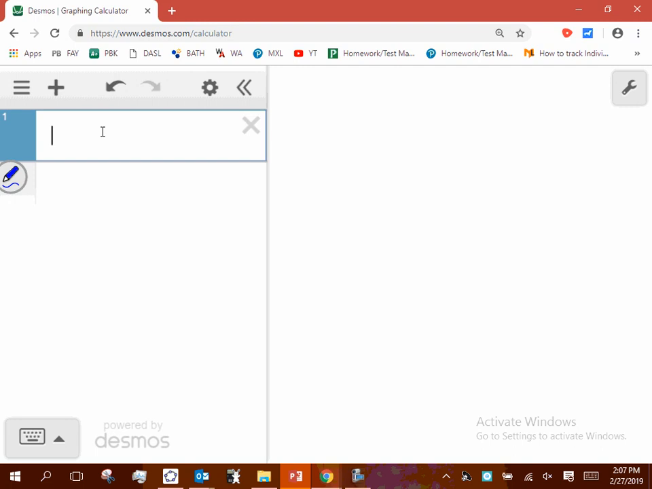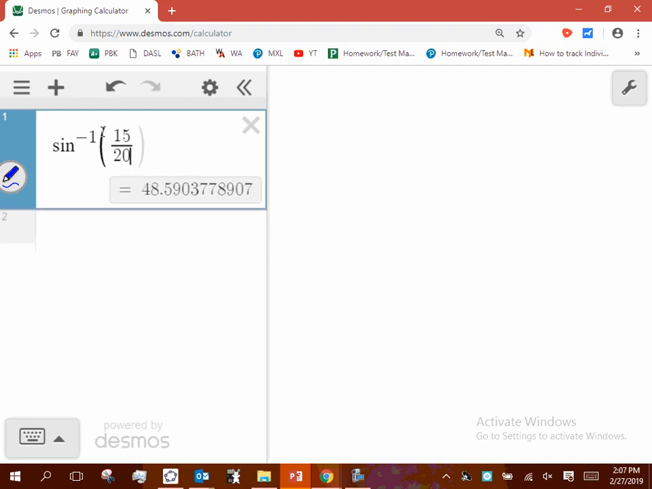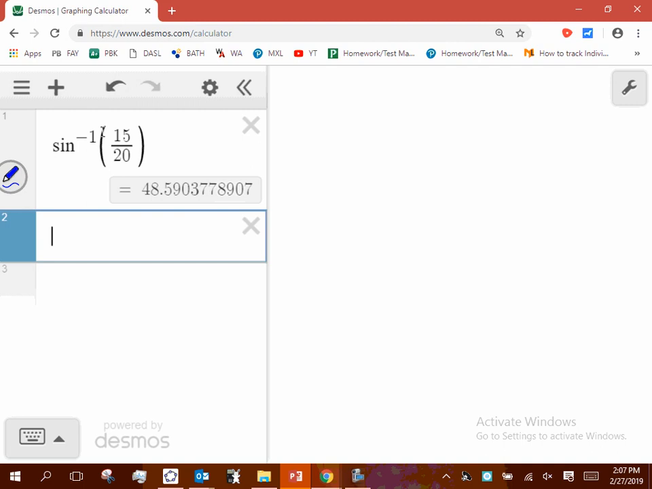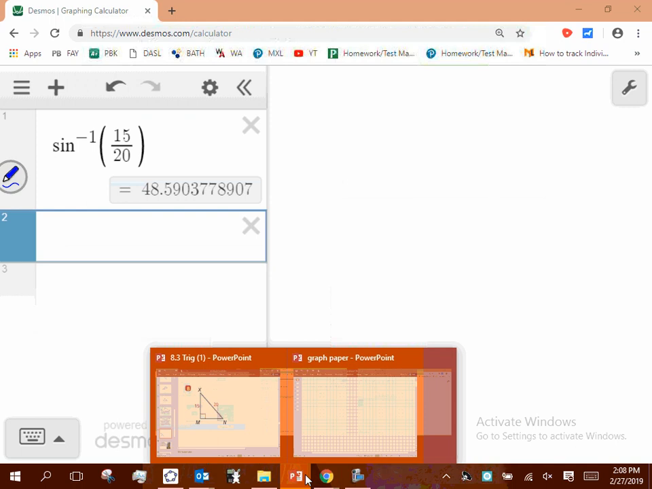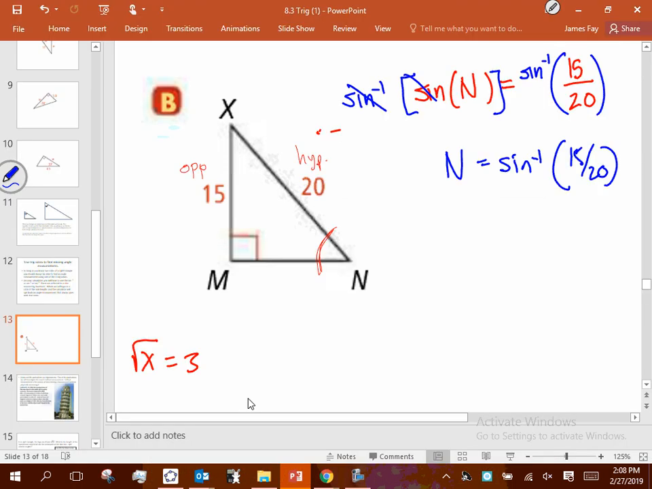Okay? So what we need to do on our calculator then is sine inverse of, what was it, 15 over 20? And it gives me that angle measurement there. So 48.59. Now, that's kind of a question that's going to be one of your basic questions that I give you on a test or quiz in this chapter. Yeah, I'll give you a question like that.